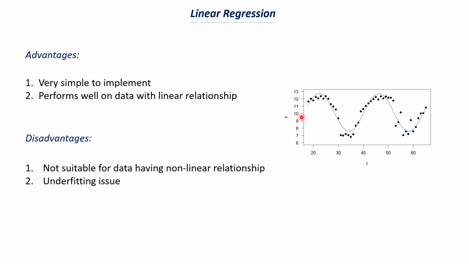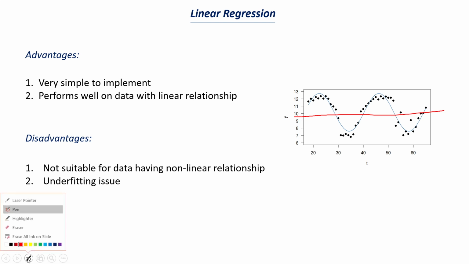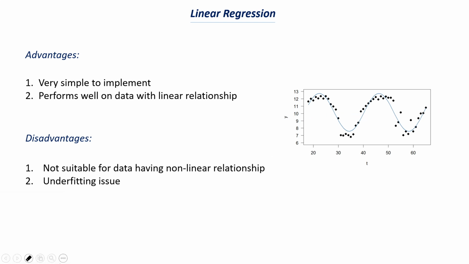So let's try to fit a straight line to this sine relationship. I'll explain underfitting here. Let's say that we are just drawing a horizontal line. Now we call this straight line an underfitted model because it doesn't fit this data in a proper way. Hence we call this an underfitted model, and there is a high chance that a linear regression model will underfit. So that is one main disadvantage.